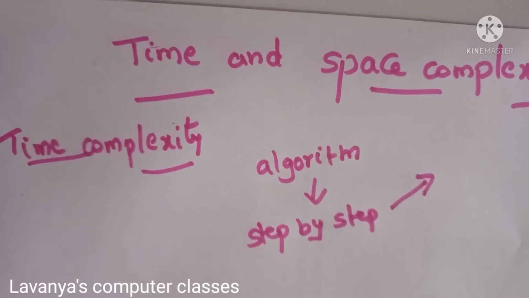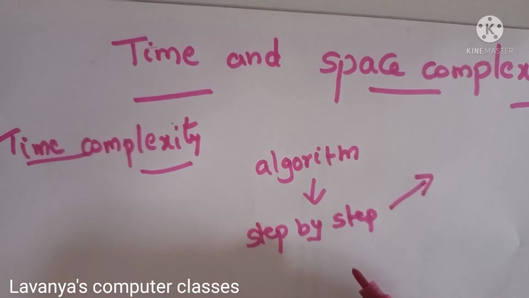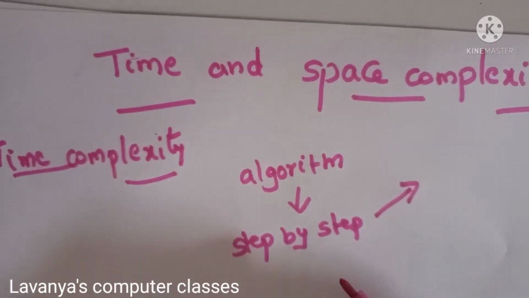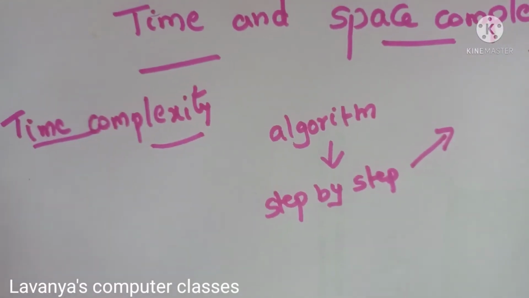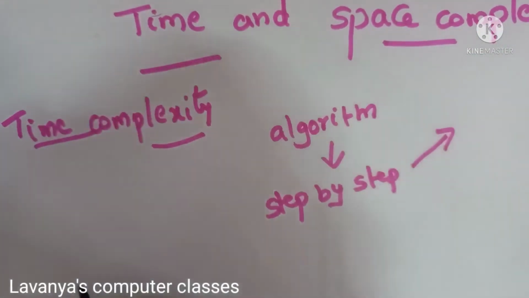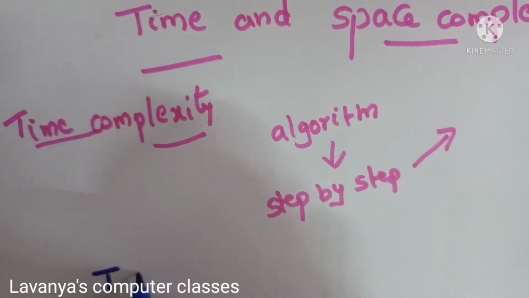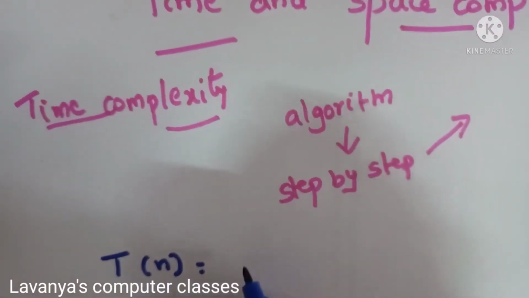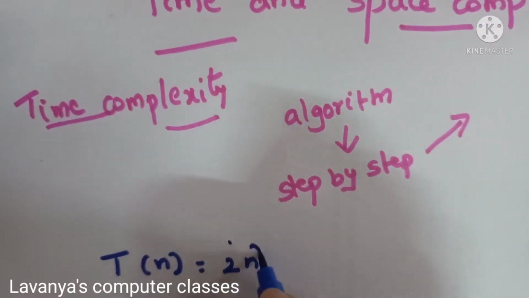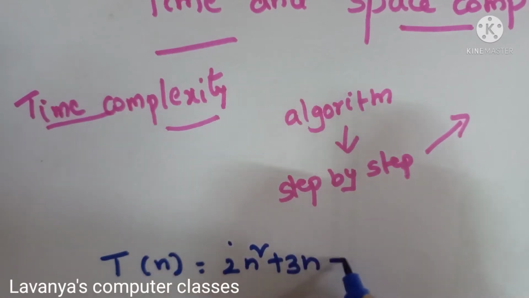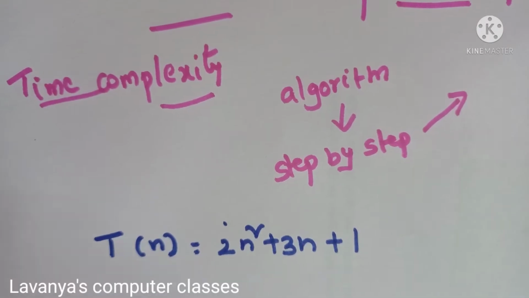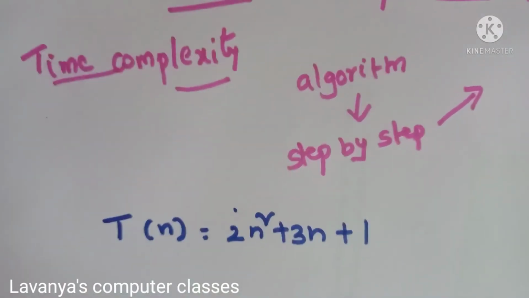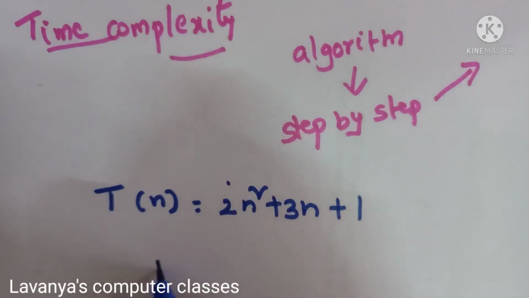For running an algorithm, for executing any program, how much time is required for executing, that is called as time complexity. Now I will explain time complexity with some examples. So you know already algorithm means step-by-step procedure. Time complexity means how much time it required. For example, I will take one simple example like T of n equal to 2n square plus 3n plus 1. For executing this line, how much time we require, time complexity of this one.